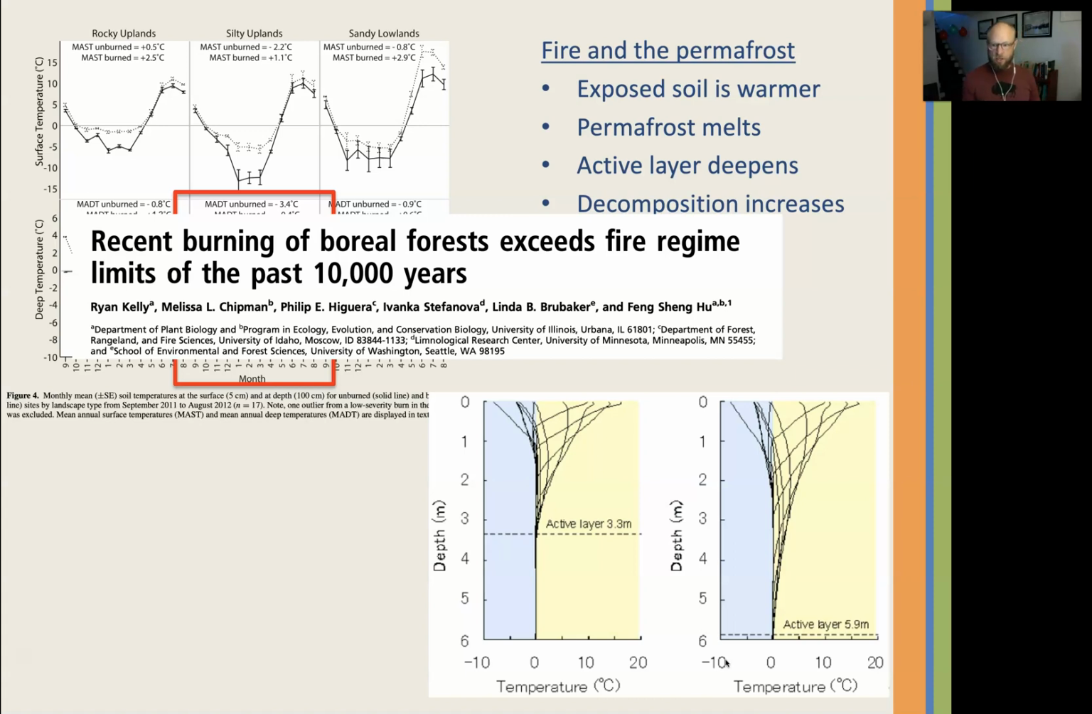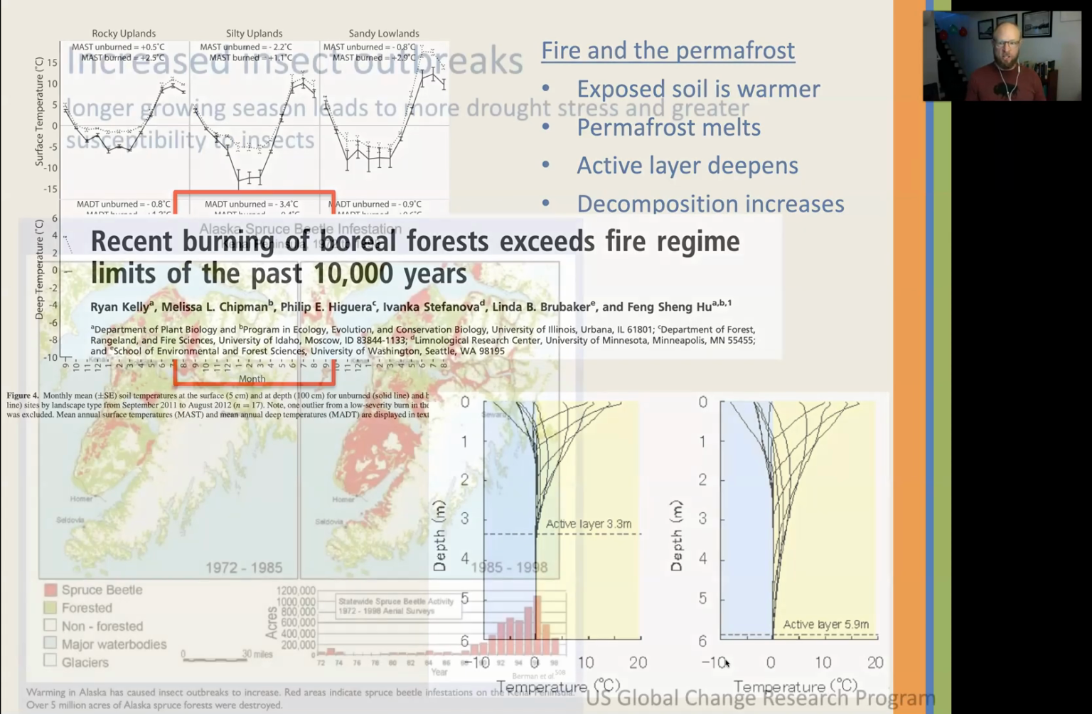This is just one particular study kind of highlighting this increase in fires, and this one in particular is over a long period of time, the last 10,000 years.